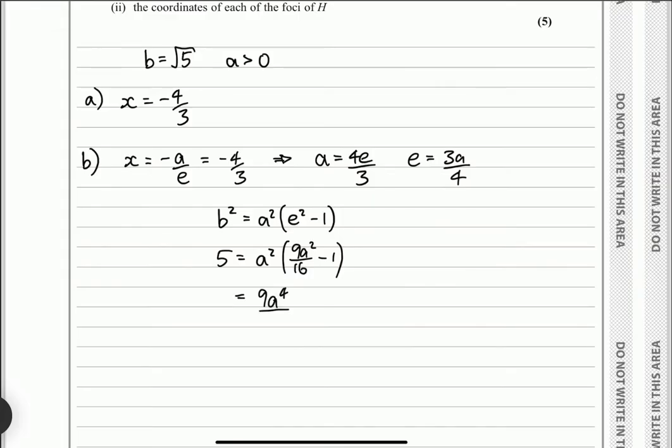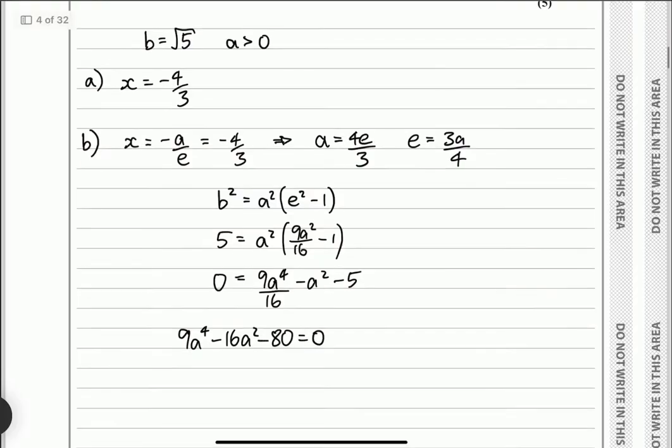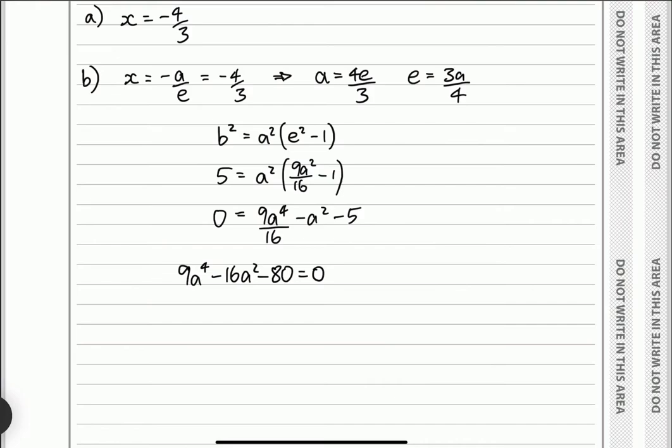9a to the 4 over 16 minus a squared minus 5 equals 0. Making that look a little bit nicer, we've got a to the 4 times 9 minus 16 lots of a squared minus 80 equals 0, and this is a quadratic in a squared. I'm not going to bother trying to factorize that, I'm just going to work it in the formula.